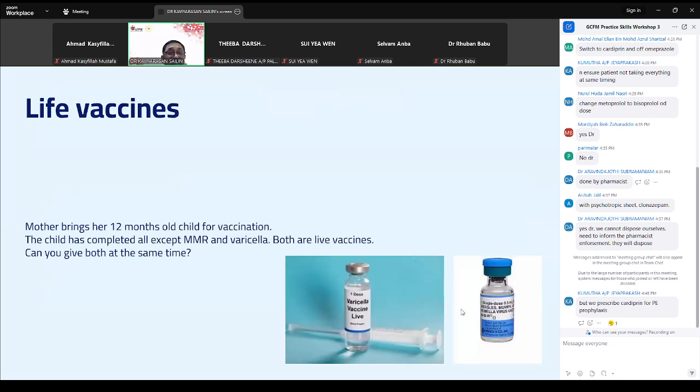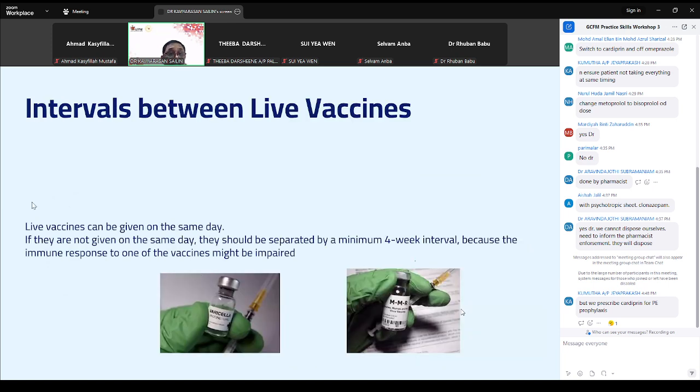So as I said, live vaccines cannot be given in pregnancy. But a mother brings a 12-year-old child for vaccination. The child has completed all except for MMR and varicella. Both are live vaccines. Can you give both at the same time? Yes.